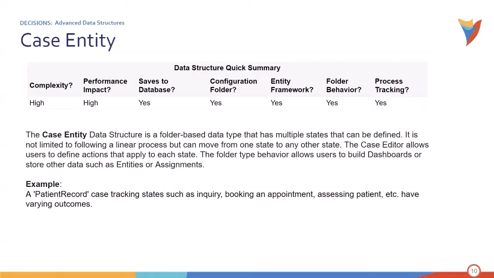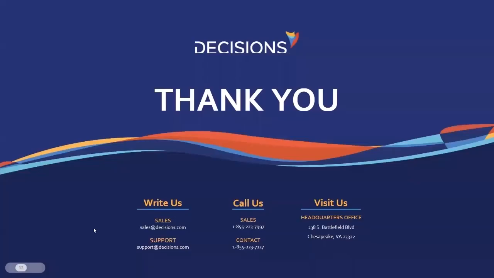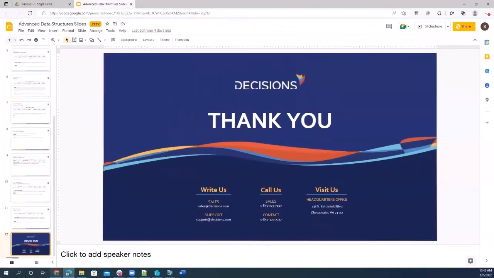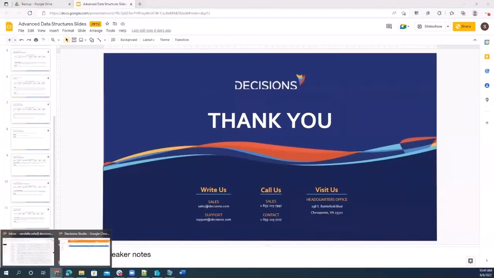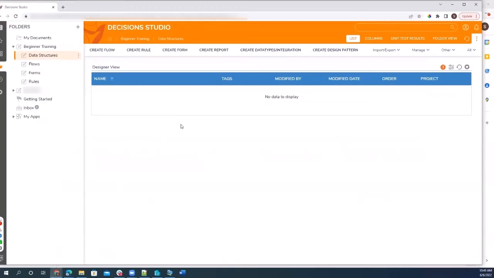A patient record case tracks states such as inquiry, booking an appointment, assessing a patient. It can have varying outcomes. So, your case entity is a fantastic tool for nonlinear processes. So having done that, I want to show you how you can create some of these data structures inside Decisions.